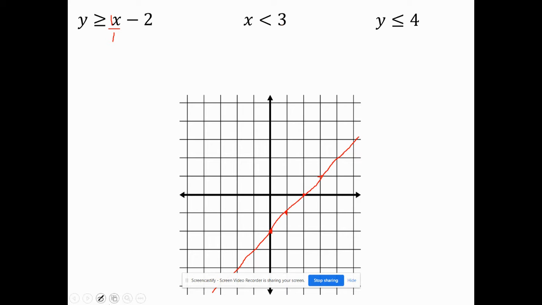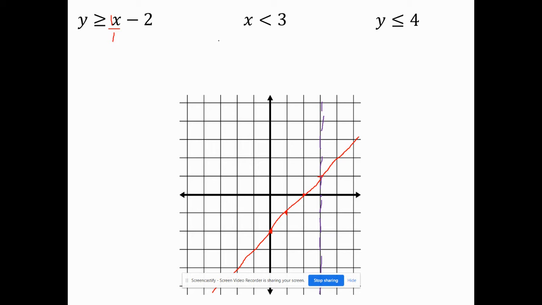Now this x is less than 3. Let's do this one in purple. This is a vertical line that has an x-intercept at 3. And it's a strict inequality, so it should be a dashed line. These should be perfectly vertical. And I'm going to shade to the left. Less than means to the left.